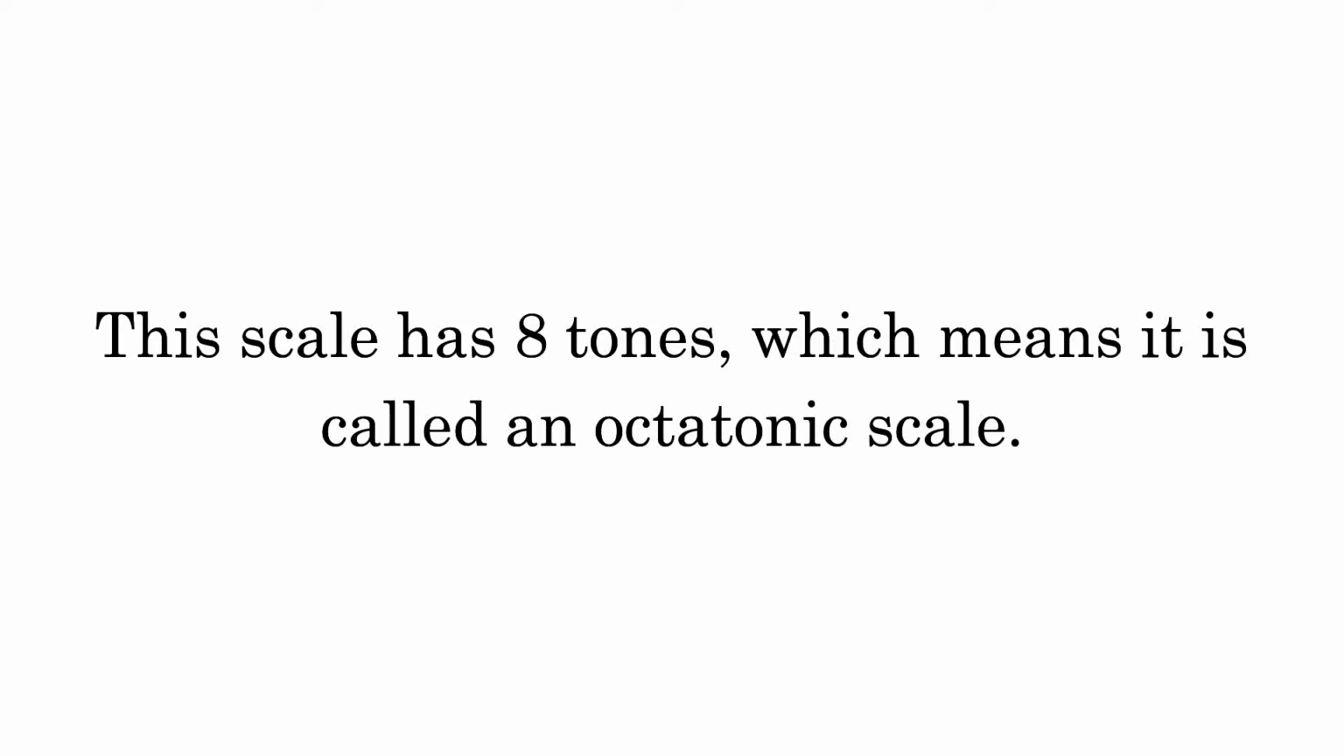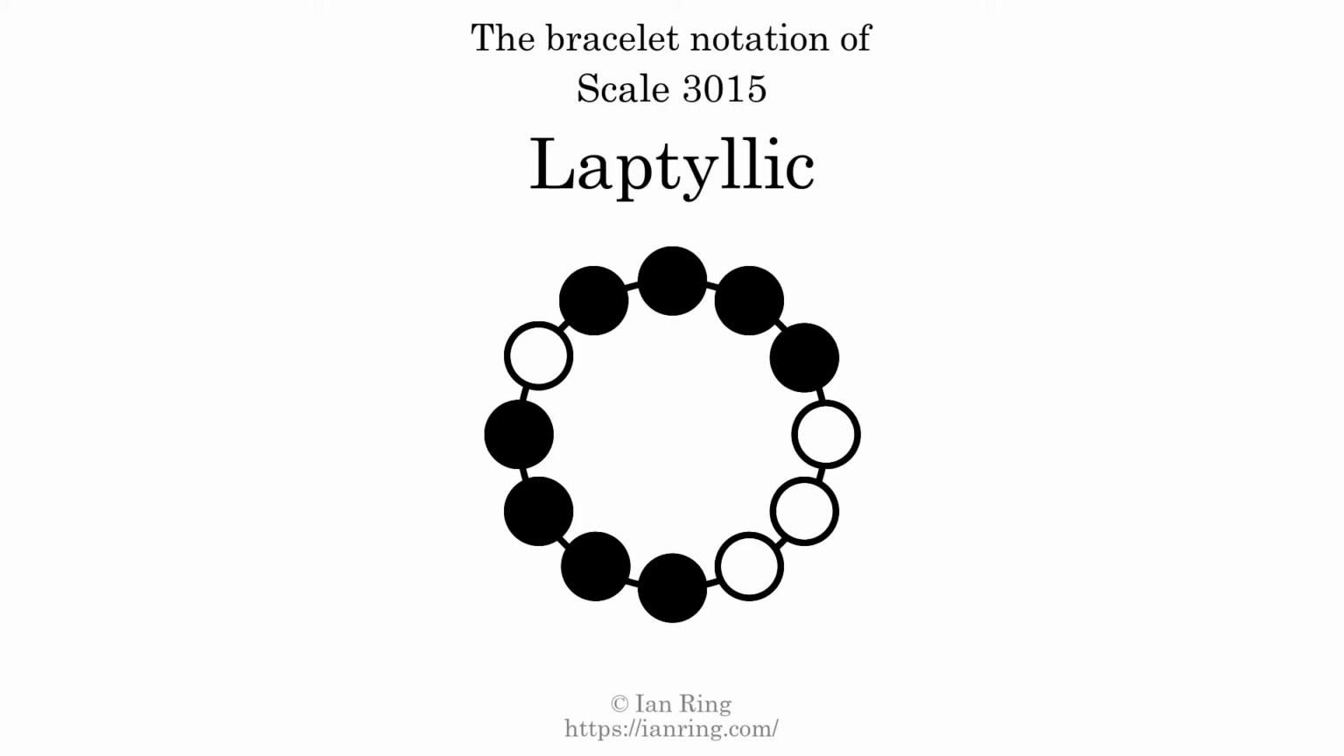This scale has 8 tones, which means it is called an octatonic scale. This is a bracelet notation diagram of scale 3015. The shaded circles represent tones that appear in the scale, and they are read clockwise, starting at the top.